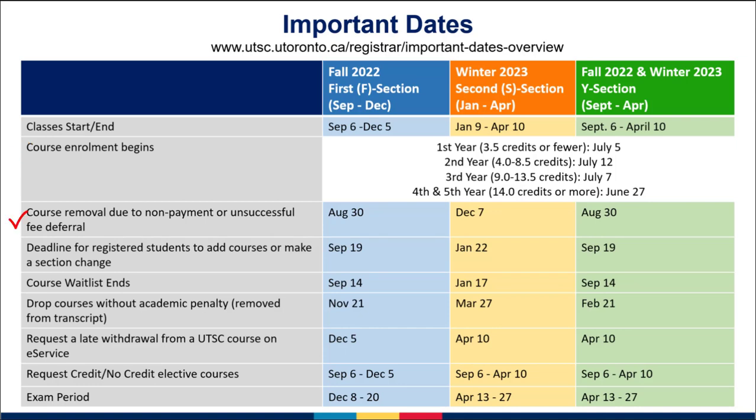And you have to pay your fees by the deadline or you'll be removed from your courses. And here's the deadline to add your courses and when the wait list ends. And during the semester, if you notice that you're not doing well, you could drop your courses and the course will be removed from your transcript. And if you miss that deadline, you could request a late withdrawal from the UTSC e-services. So you could do this for up to 3 credits during your university career.